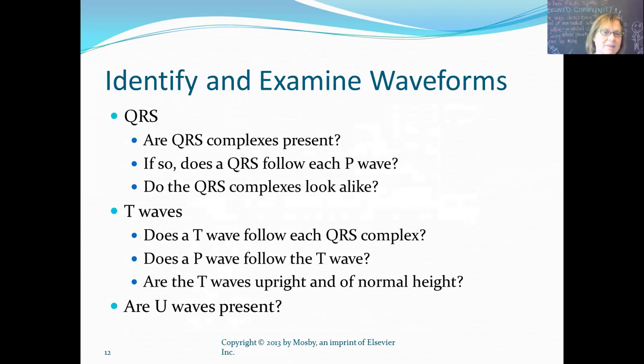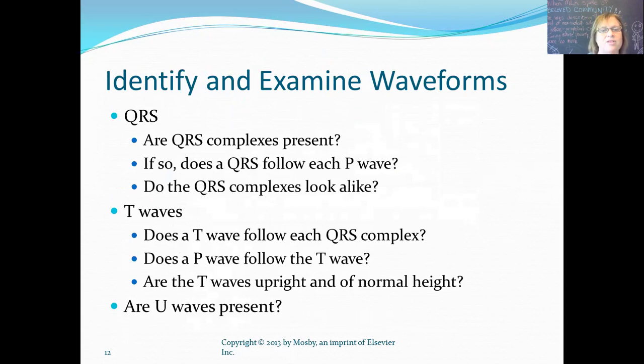And then ultimately, do we also have a QRS that follows each P wave? So each P wave has a QRS that follows it. Really important, because sometimes we can have rhythms where there's a P wave that is blocked, that conduction gets blocked, and it's not moving through to a QRS. So does a QRS follow each P wave is the second question.